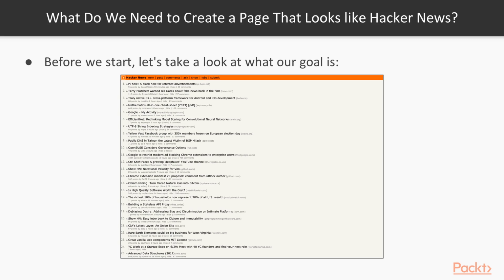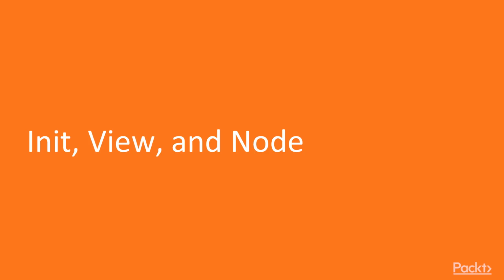There's a navigation bar with a logo and links. We can also see posts, and they appear to be ordered by a rank and have details like a title, points, and a user. To get started, we'll import Hyperapp and mount an app with Init, View, and Node.